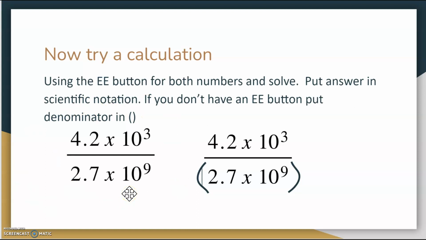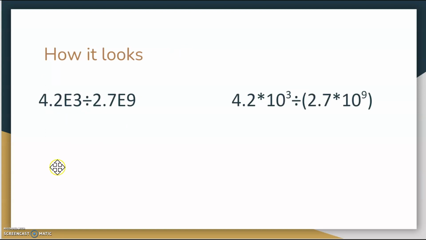If you do not have an EE button, you are going to have to put the bottom number in parentheses. If you forget the parentheses, you will get the wrong answer, because you will take 4.2 times 10 to the third, it will divide it by 2.7, but it will not divide it by 2.7 times 10 to the ninth. It will divide it by 2.7 and then multiply that answer by 10 to the ninth, which will give you the wrong answer. So let's see how we would do this with our calculator.